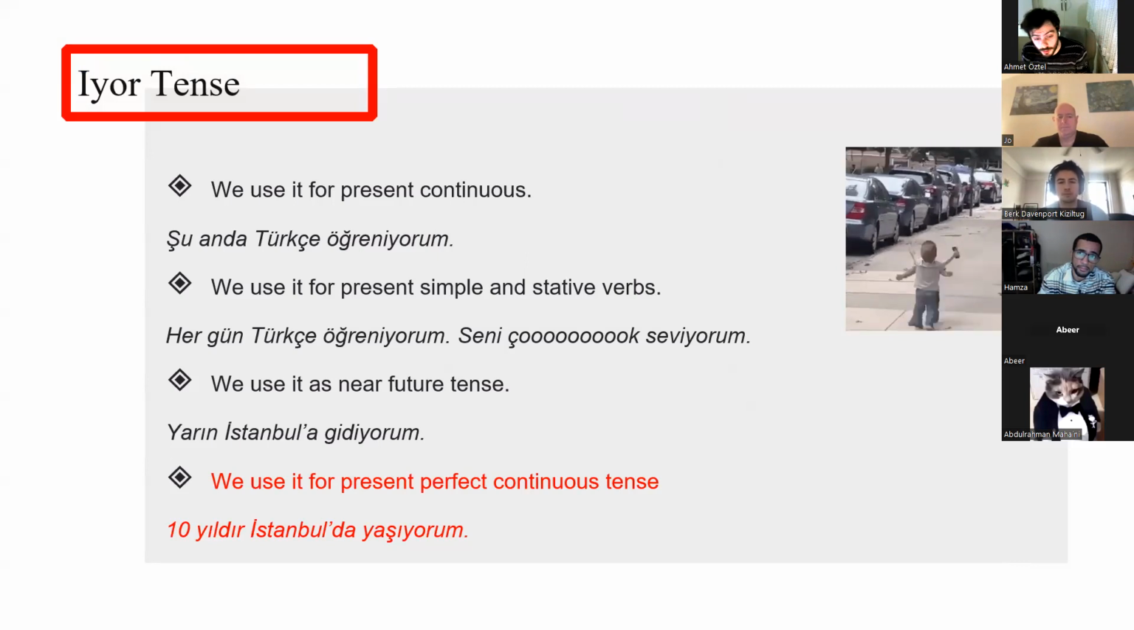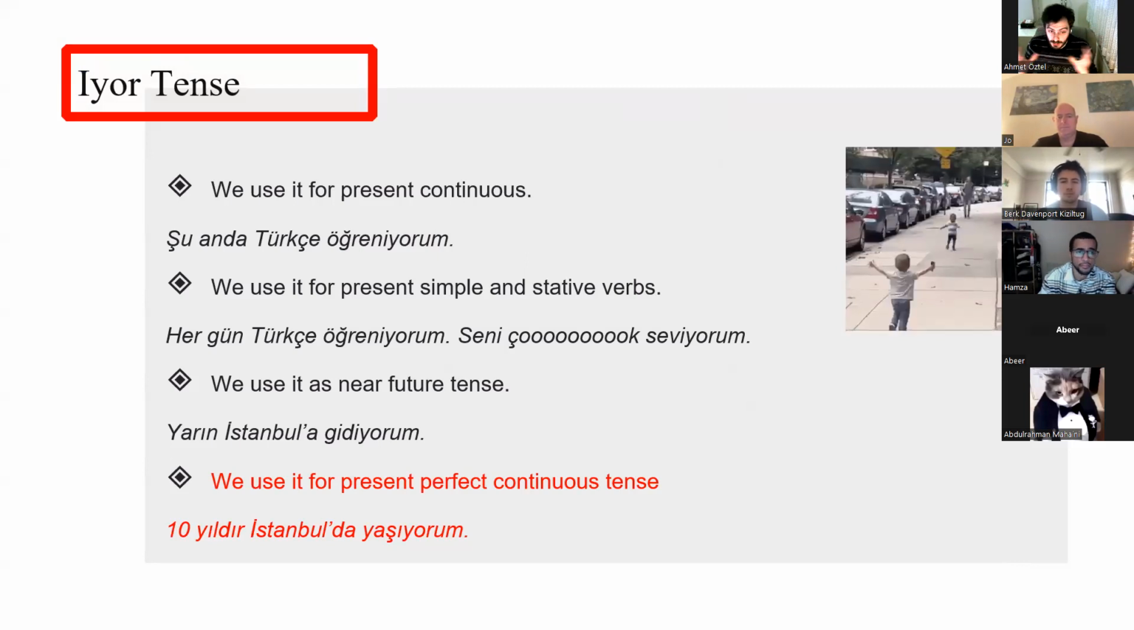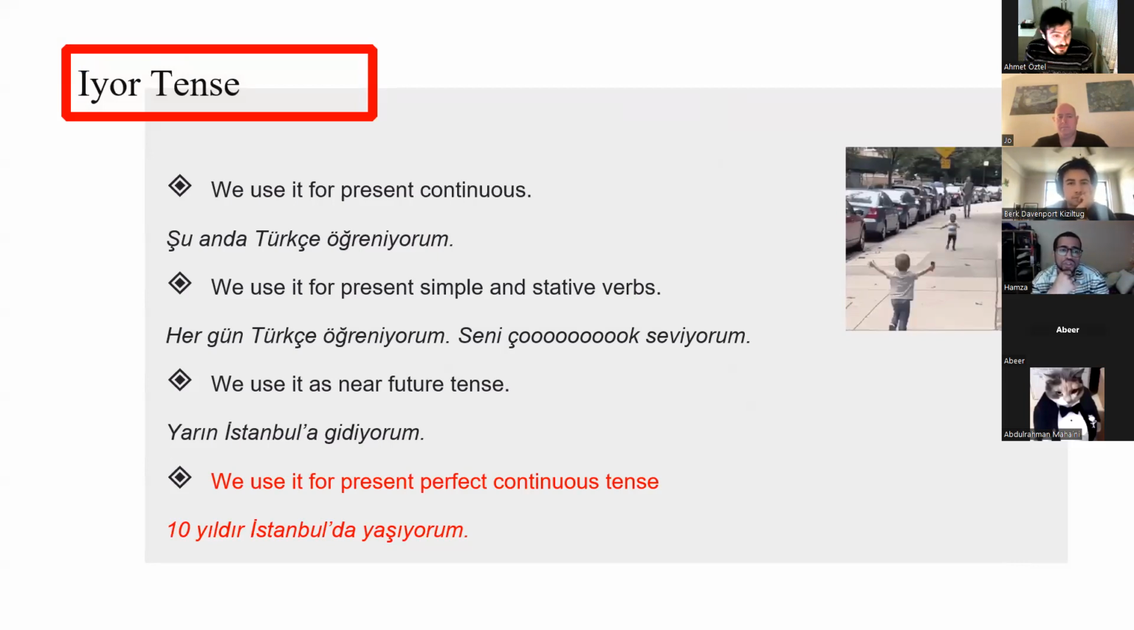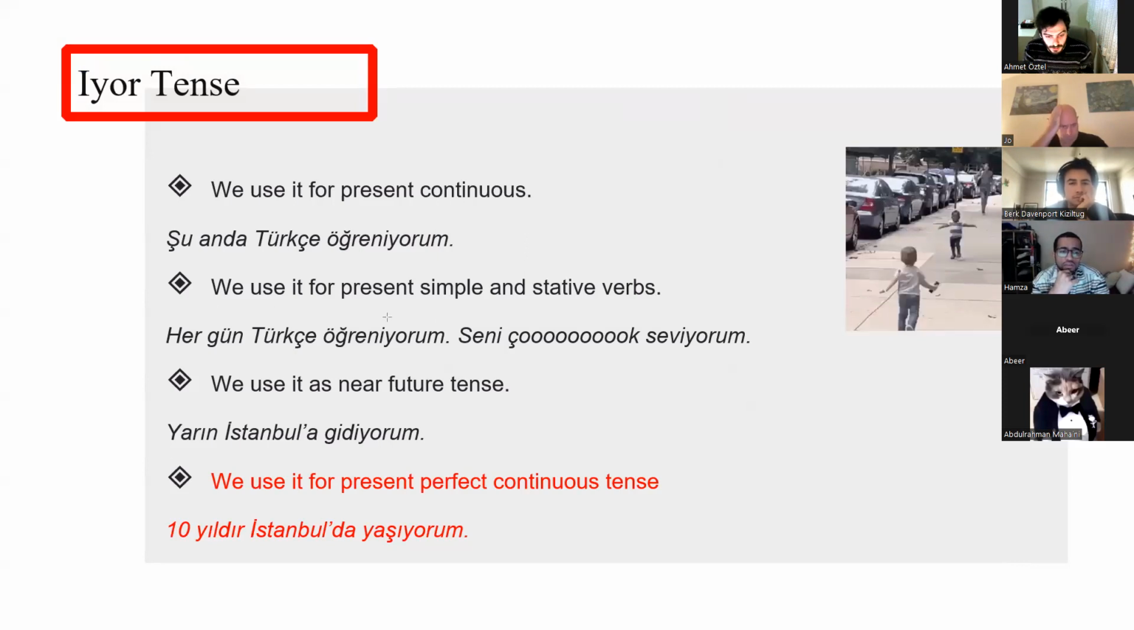Şu anda Türkçe öğreniyorum. If I'm talking about something in general, then I can use this. Her gün Türkçe öğreniyorum. If I'm talking about a stative verb, like "I love you," then in this case I can also use it. Seni çok seviyorum. We can also use it for near future. So I can basically say yarın İstanbul'a gidiyorum, which means I'm going to Istanbul tomorrow.